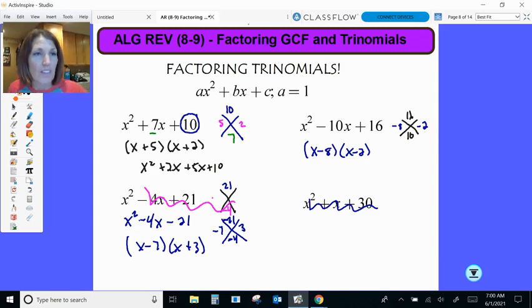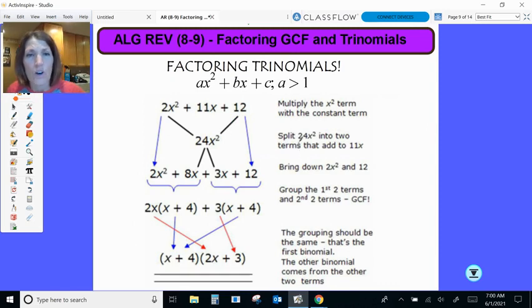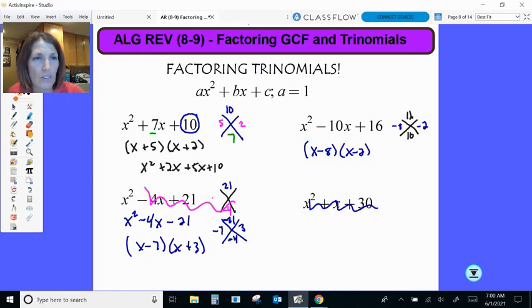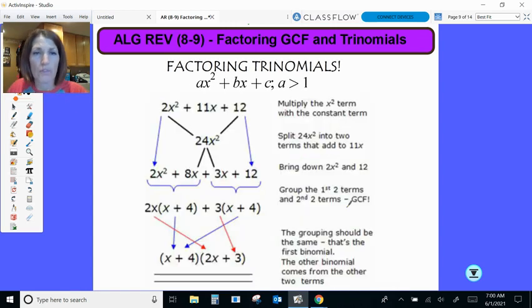Now, what if we have a number out in front of x? Over here, this is all how to factor if I don't have a number in front of x. Very simple. It's a little more complicated if I have a number in front of x. When that happens, I multiply my first term times my last term, which gives me this 24x squared, and I split the middle term. 2 times 12 is 24, so I split this middle term into 8x plus 3x. That gives me my middle term, and then I can group these.